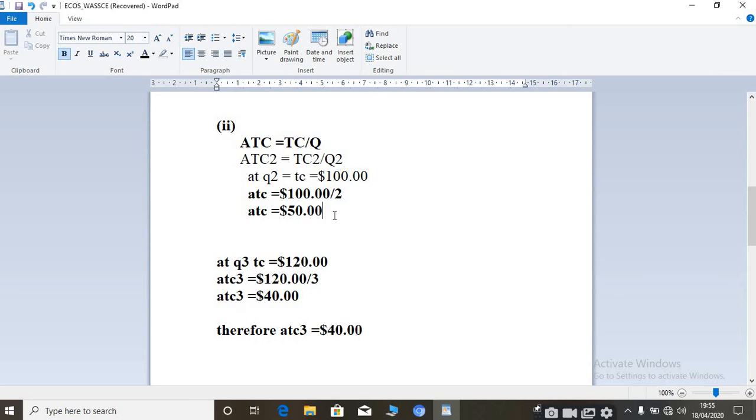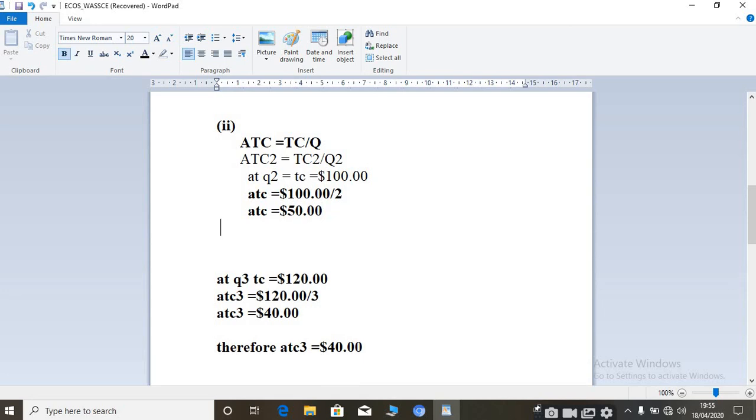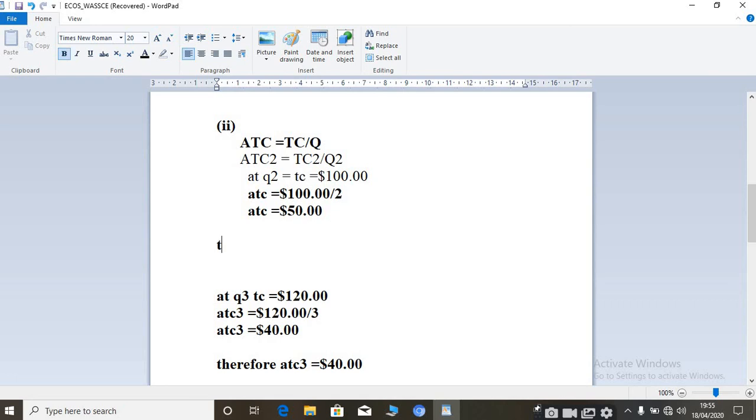Okay, make sure you do the same for all the answers. The previous one I forgot to do it, so I think I have to let you know. Okay, so therefore ATC2 is equal to $50. Okay, ATC means average total cost.